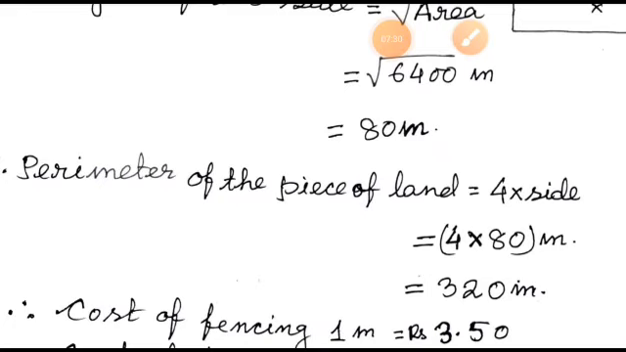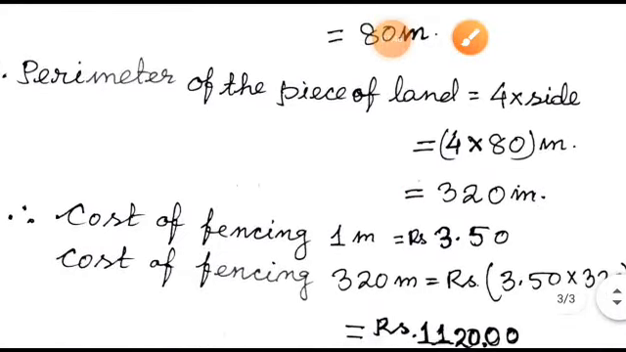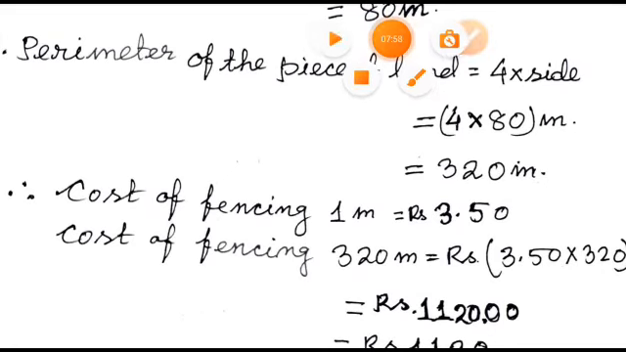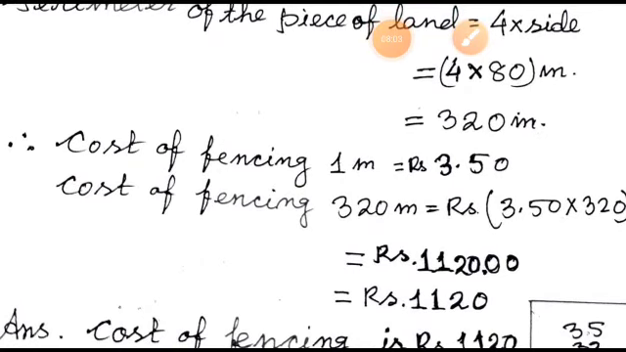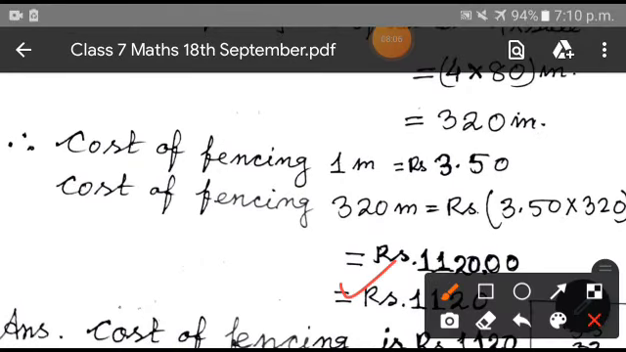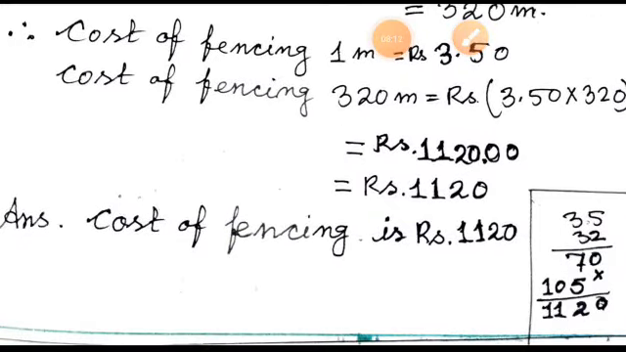So whenever the fencing has to be done, it has to be done along the boundary. That means it has to be done along the perimeter of the square land. So here the total length where the fencing has to be done is 320 meter. Now in the question it is mentioned that the cost of fencing 1 meter is rupees 3.50. So the cost of fencing 320 meter will be rupees 3.50 into 320. Then after multiplying, you are getting rupees 1120. So you are going to write the answer. Cost of fencing is rupees 1120.